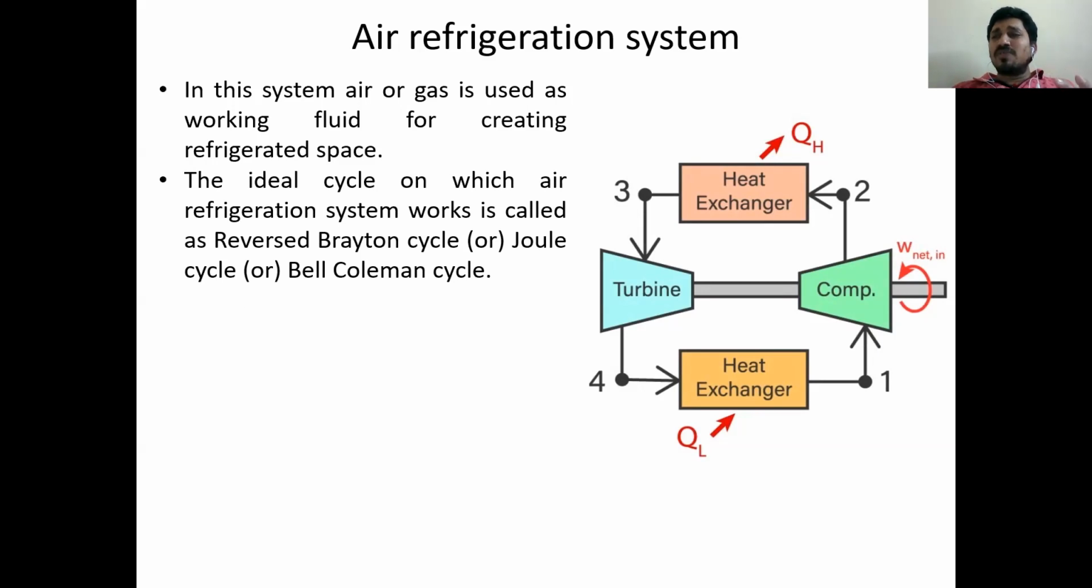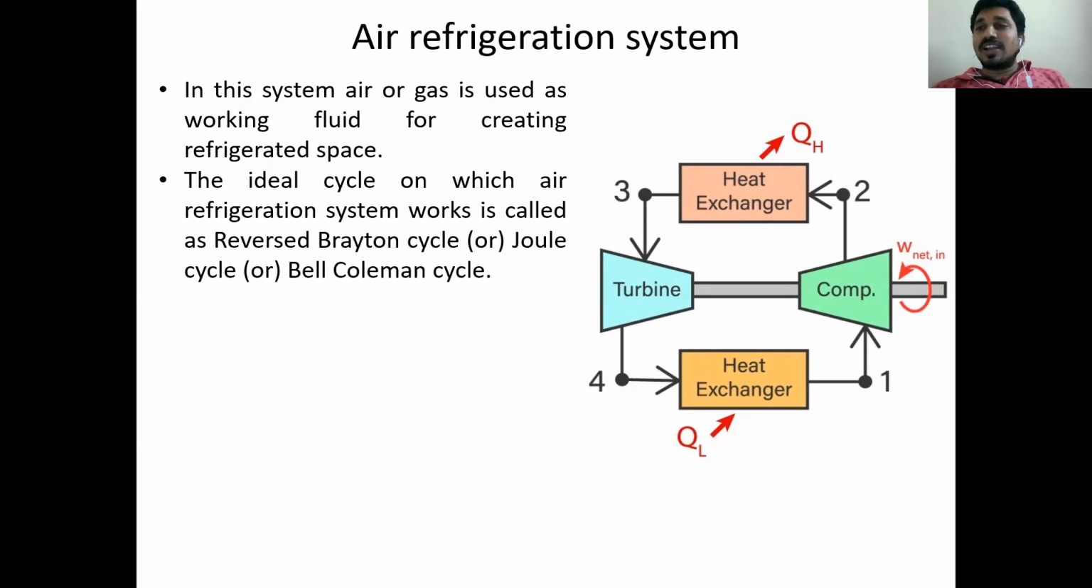This is a modification of the reversed Carnot cycle. Bell Coleman or reversed Brayton or Joule cycle is a modification of the reversed Carnot cycle. In previous classes, I discussed the reversed Carnot cycle, in which we have two isentropic, two isothermal processes. But here, the isothermal processes were removed. Instead of isothermal processes, we have used isobaric or constant pressure processes, that is the reversed Brayton cycle.